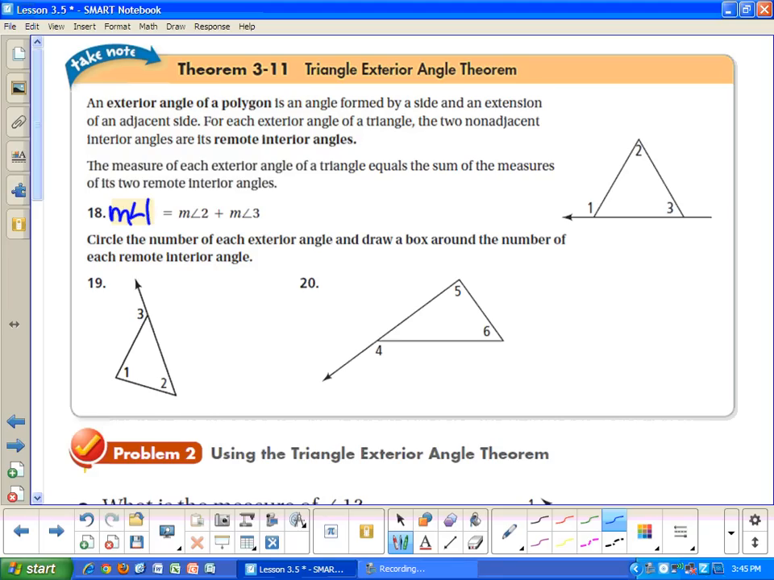of angle 3. And if you think about it, if I put an angle 4 here, angles 1 and 4 together add up to 180. And so do angles 2, 3, and 4 all together. So it kind of makes sense that angle 1 is the same as angles 2 and 3 together. So it says circle the number of each exterior angle and draw a box around the number of each remote interior angle.